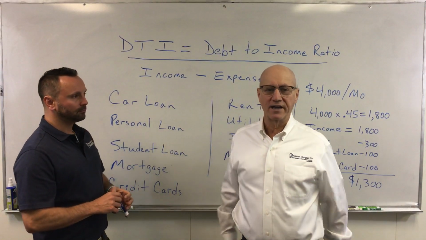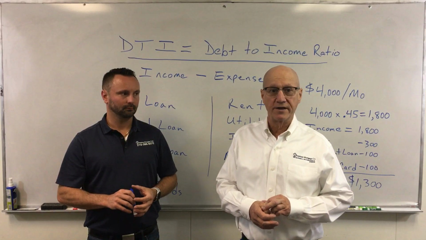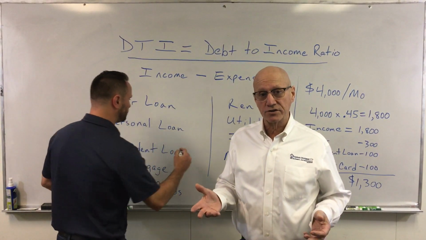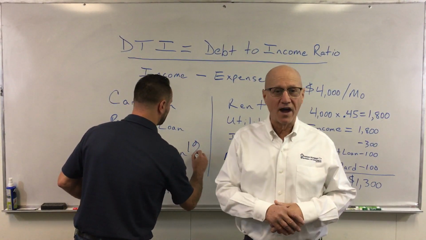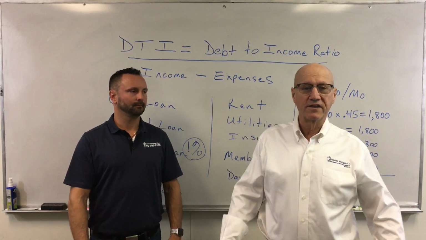Student loans. You might say, hey, I pay nothing on them. Well, FHA guidelines is that we have to take the total student loan and take 1%. So if you owe $50,000 on student loans, that's a $500 a month payment. We know you're not paying it, but we have to live by guidelines.